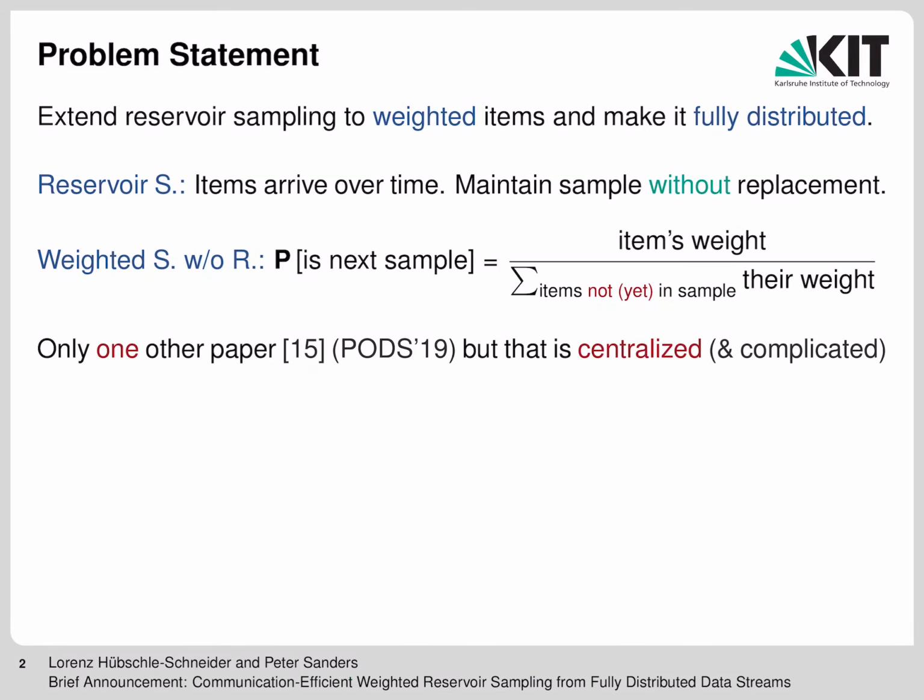The task is to maintain a weighted sample without replacement over the entire input seen so far, with new items arriving all the time. The definition of weighted sample without replacement is that for some sample position and some item that's not already in the sample, the probability of that item being in that sample position is its weight divided by the weights of all the items that aren't already in a previous sample position.